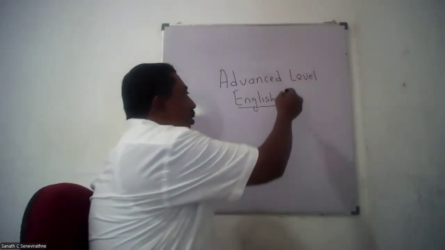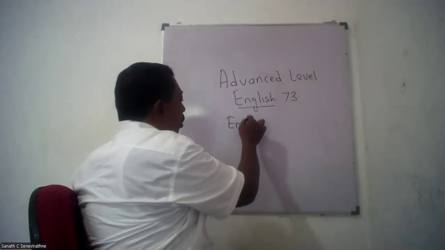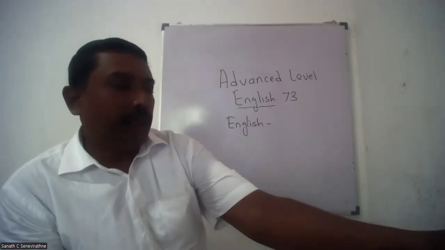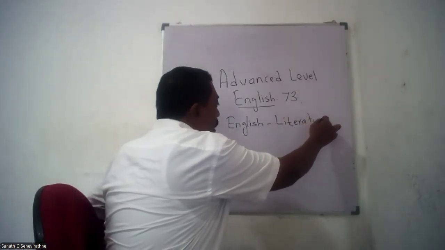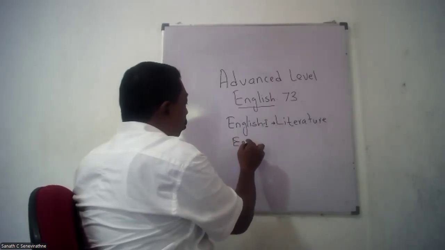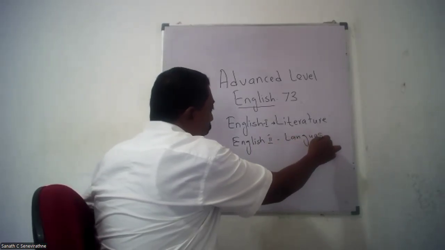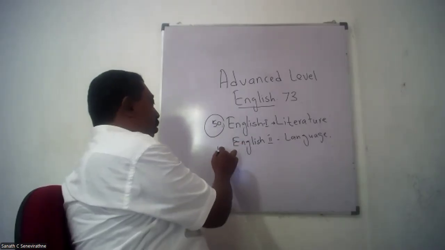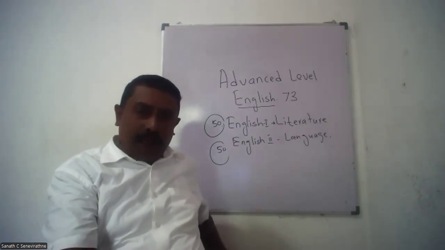Subject number 73. English 1, literature. English 2, language. 50 marks for literature, 50 marks for language. Therefore, normally we say English.